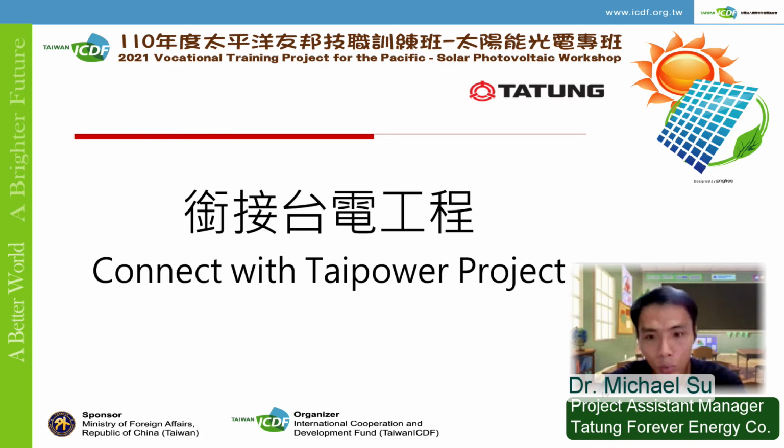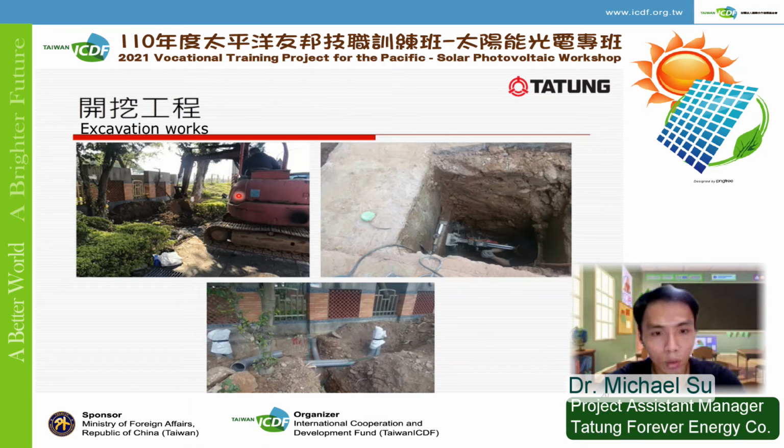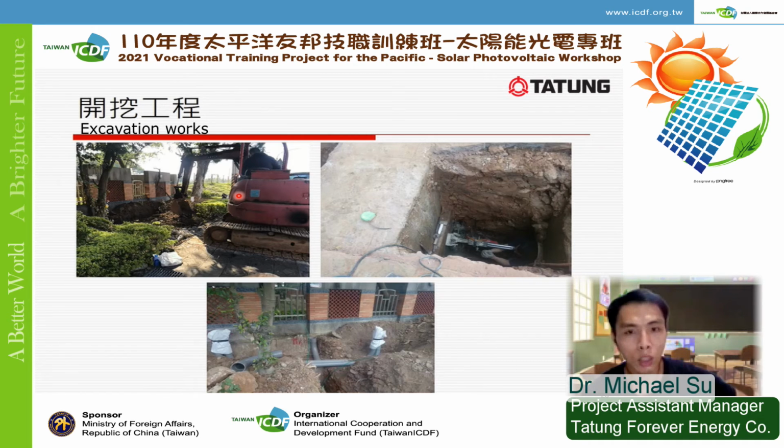Now let's take a look at the construction to connect our site to the power company's power grid. First, we will discuss with the power company on how to connect both ends. The power company will tell you the position you need to extend your pipelines to. Then they will work on the connecting part.